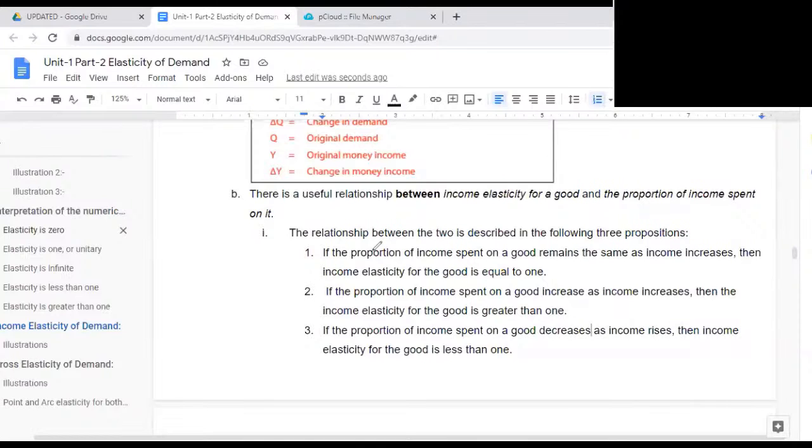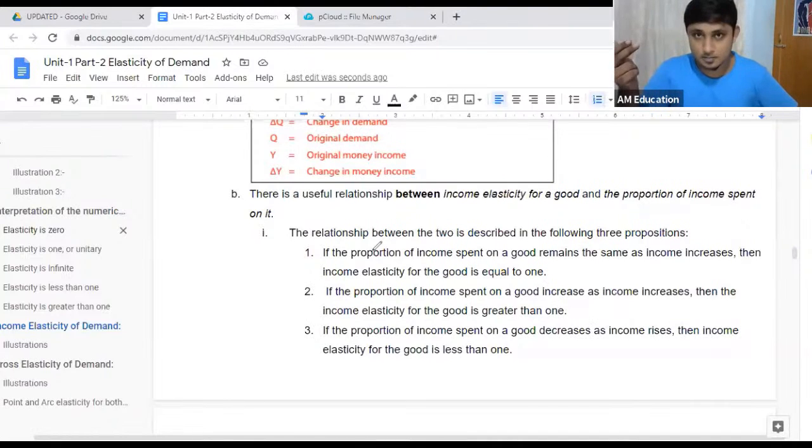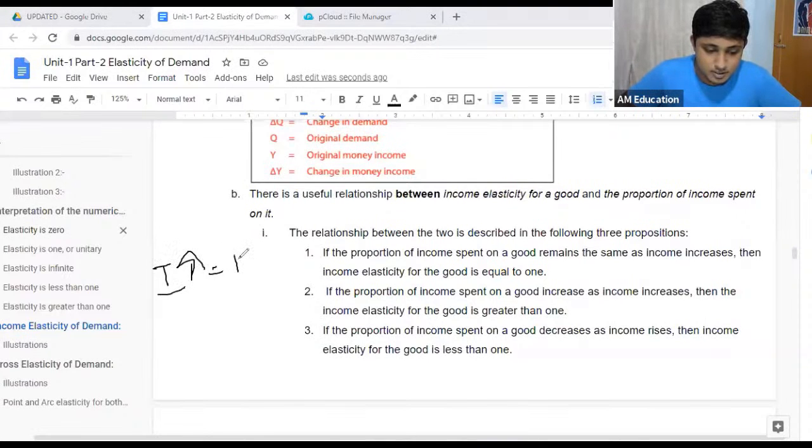It's not just the income, it is the change in income, right? Exactly. So the two things that you have to compare to find out the income elasticity of the product are how much is the change in income and how much is the change in the proportion of income spent on that product. If your income is increasing and your proportion is the same, what is this?